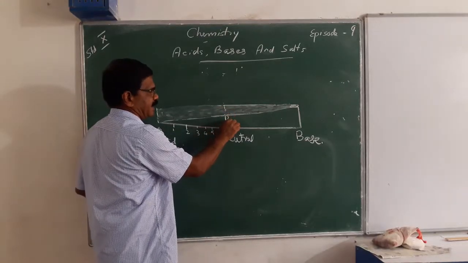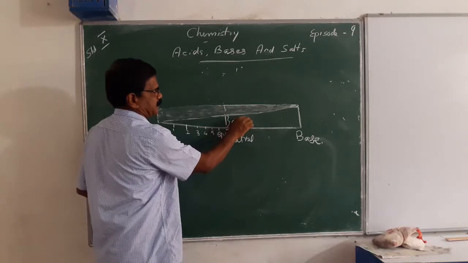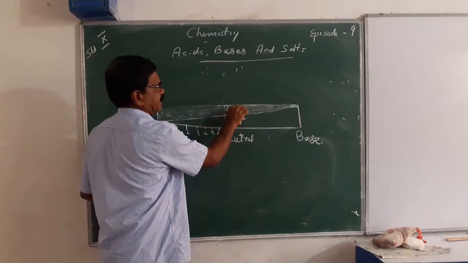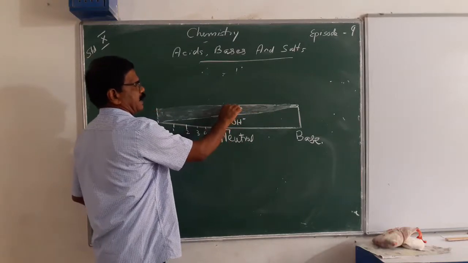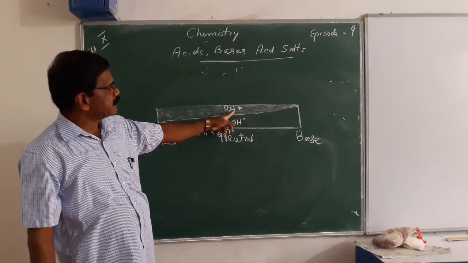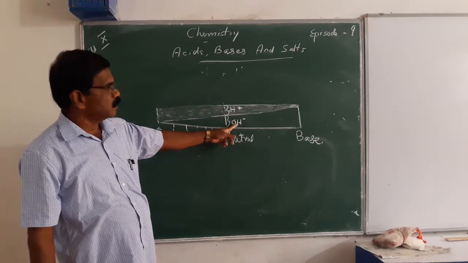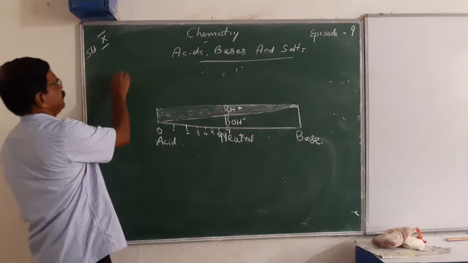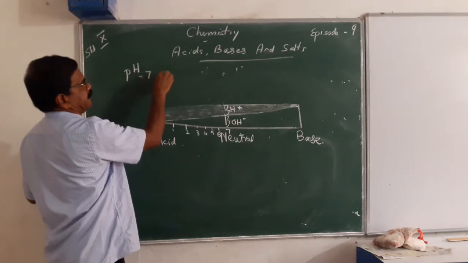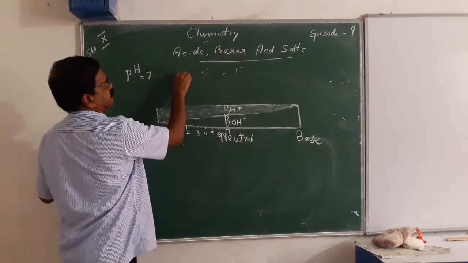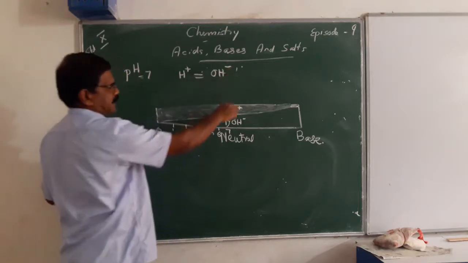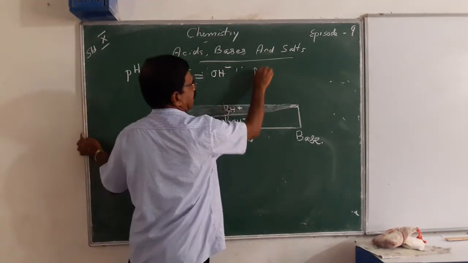This is the hydroxide ion concentration and this is the hydrogen ion concentration. At 7 on the pH scale, the hydrogen ion concentration and hydroxide ion concentration are equal. When the pH is 7, H+ ions equal OH- ions. Then the solution is neutral.